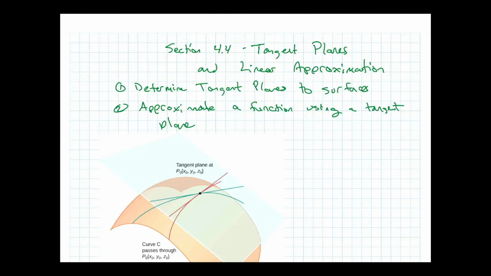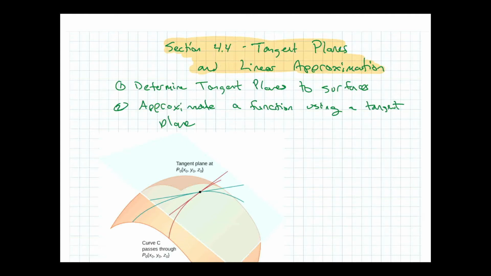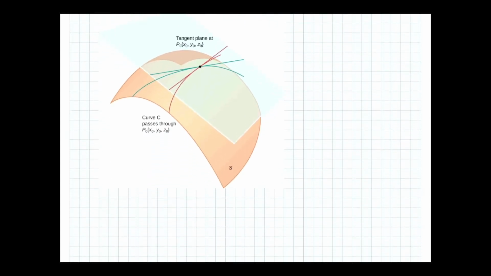Hello, everybody. So what we're going to be looking at today is section 4.4 in your book, which is going to be on tangent planes and linear approximation. So this is a nice, easy section. Should be pretty short. We'll go ahead and get started.